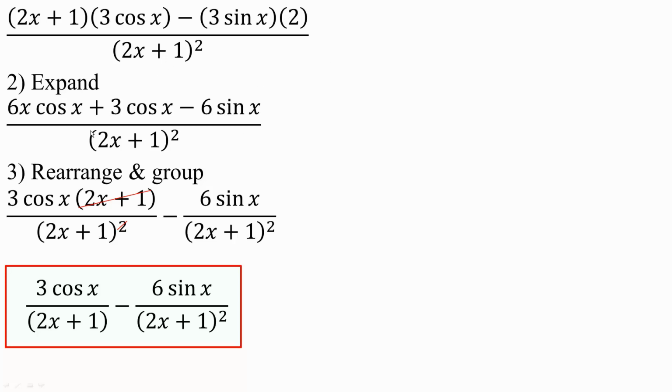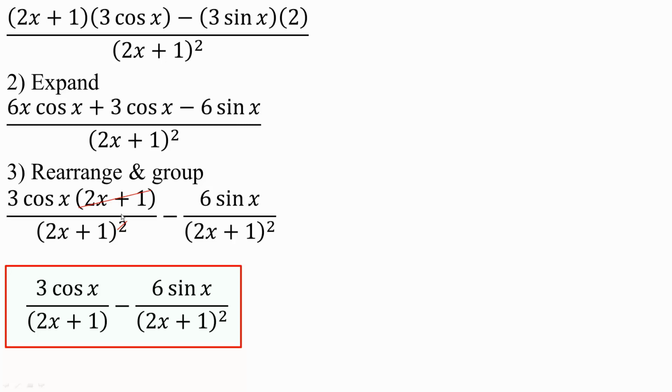Next, we're going to rearrange and group. I'm going to group this term right here. I can do that if I say 3 cosine x times parentheses 2x plus 1, because 2x times 3 cosine x would give us 6x cosine x. Likewise, 1 times 3 cosine x would give us 3 cosine x, minus this term right here, divided by the common denominator, which is this piece right here, divided by this piece, divided by this piece.